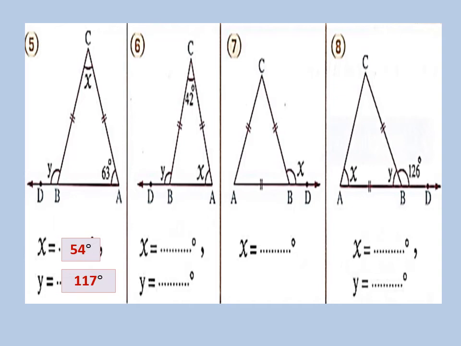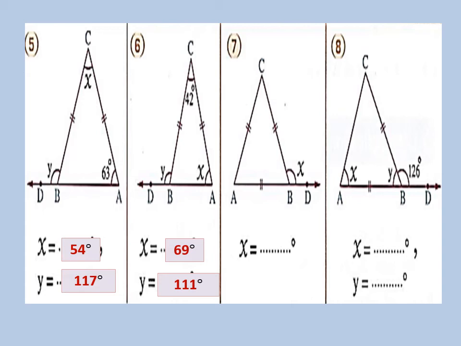Second, CA equals CB. So the two base angles A and B will be equal. And the measure of vertex angle is 42, then x will equal 180 minus 42 divided by 2, so x will be 69. Since angle y is exterior, it will equal 42 plus 69 will be 111.